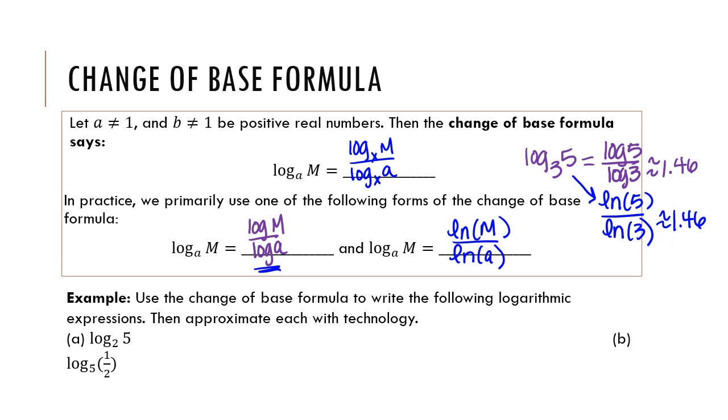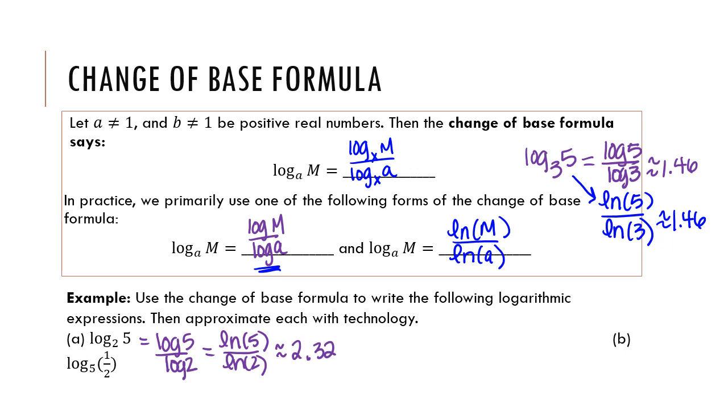Okay, so for example, use the change of base formula to write the following logarithmic expressions and then approximate them using technology. So this could be rewritten as log of 5 over log of 2, or the natural log of 5 over the natural log of 2. When you put either of them into your calculator, and I really recommend you do both so that you can check that you're going to get the same answer no matter what, you'll get about 2.32.